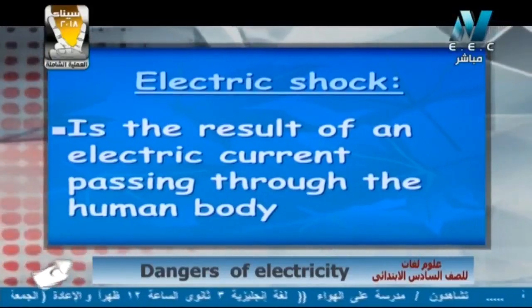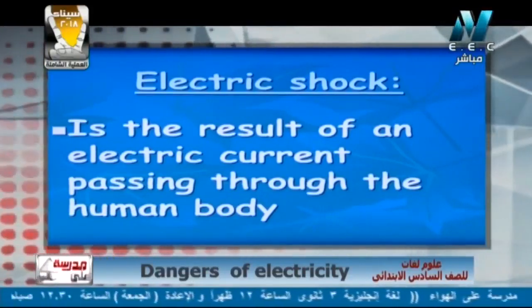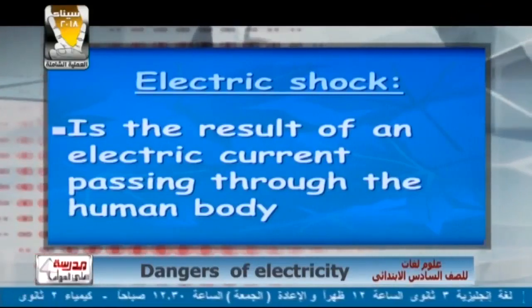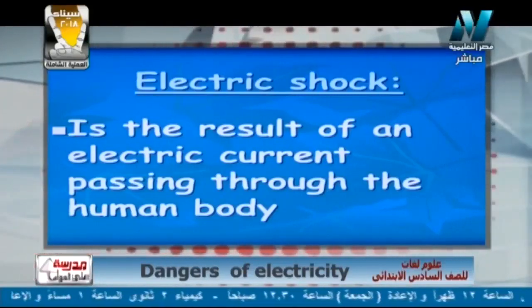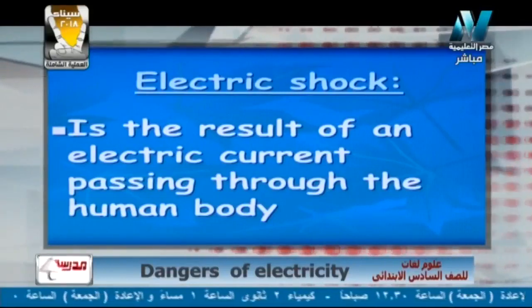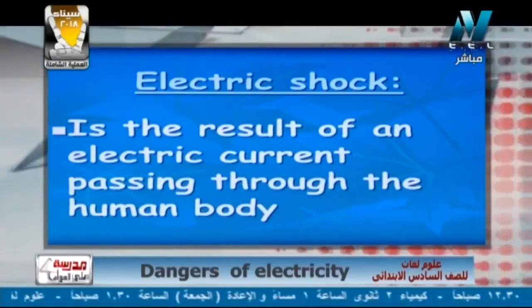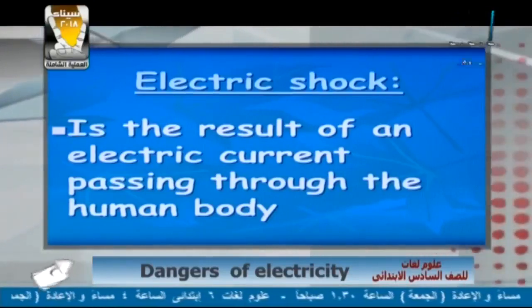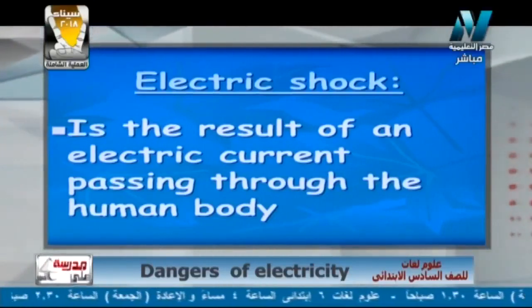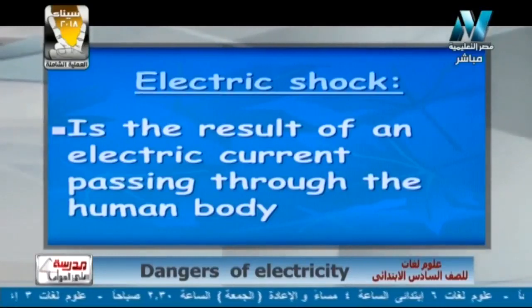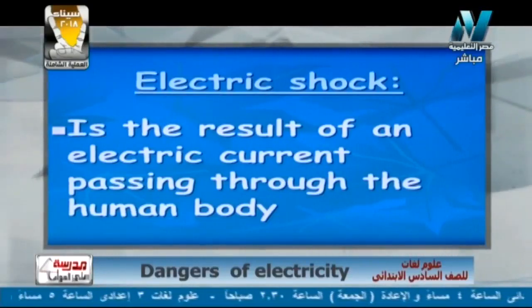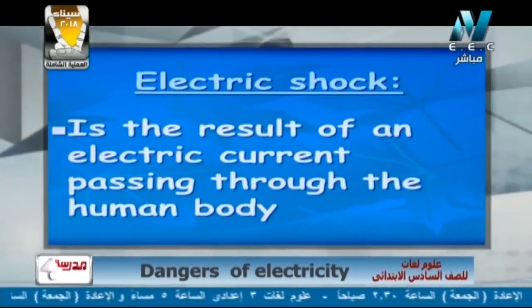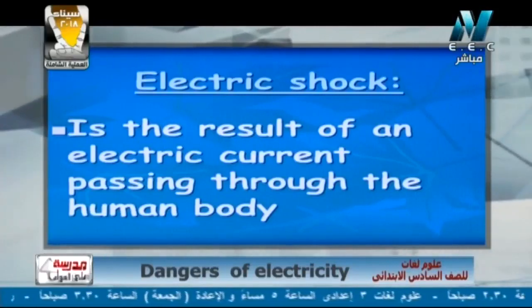طب بنسمع كتير قوي إن لا قدر الله حد اتكهرب وحصل له وفاة، في حد تاني اتكهرب ما حصلش حاجة. هنعرف ليه بقى الأسباب دي، ليه بيحصل، ممكن يحصل وفاة، ممكن ما يحصلش. هنعرف كل حاجة ونعرف أسباب electric shock بالتفصيل حالا دلوقتي. So again, what's meant by electric shock? It's a result of an electric current passing through the human body.